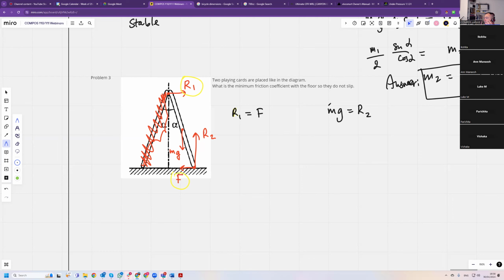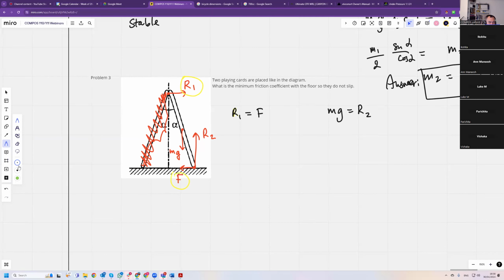You need to think of which way the card is trying to move. The card is trying to move to the right. That means that the friction force has to be to the left. The friction force will always oppose the way you're trying to move. The friction force won't prevent you from slipping.